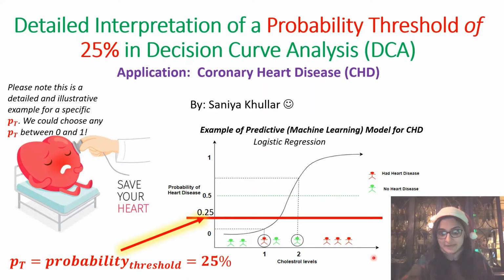And this is just an example of a predictive machine learning model for coronary heart disease. That's what decision curve analysis is really useful for, as I've shown in other videos, for helping us interpret the clinical net benefit and optimal values for a given predictive model. So that's what this threshold of 25% is here. This is just an example of a predictive model and of a probability threshold. I hope this will be helpful, but this is just a concrete example. In reality, you would interpret it as needed for your predictive model and your probability threshold.